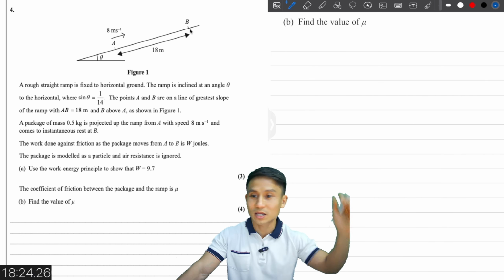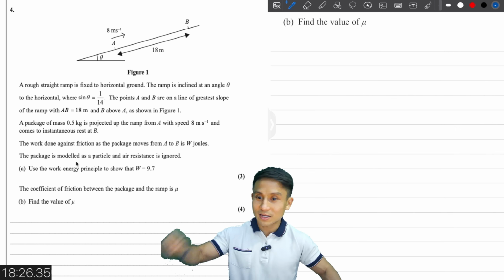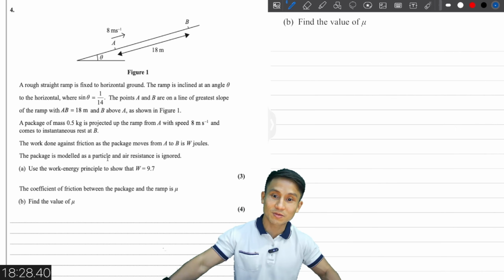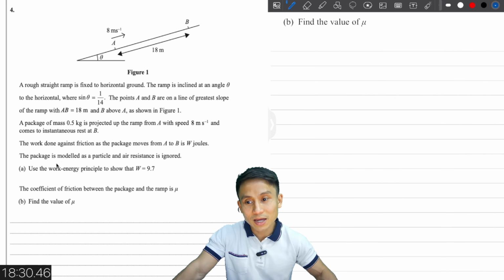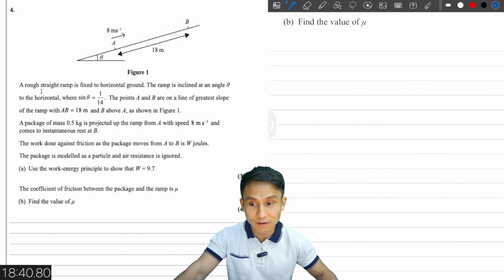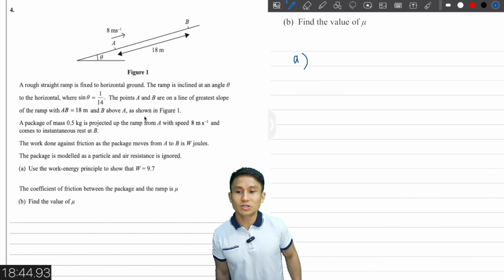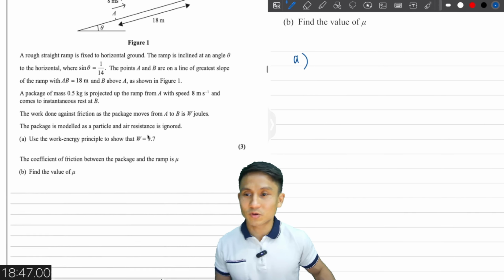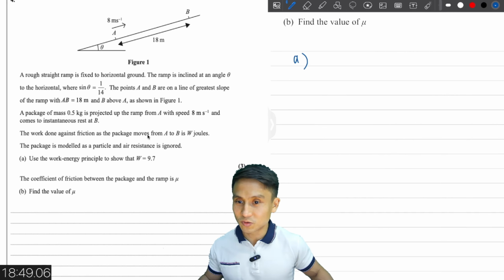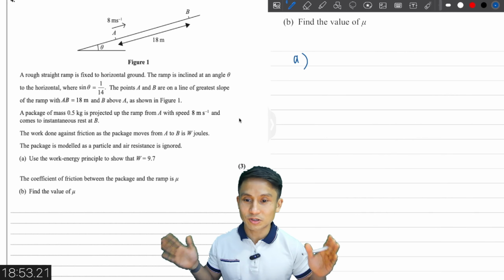It loses all the kinetic energy at B. The work done against friction as the package moves from A to B is W joules. The package is modeled as a particle and air resistance is ignored. The ramp is rough, sorry. Using the work energy principle, show that W equals 9.7. Good, at least we know what to aim for. Well, the work energy principle.